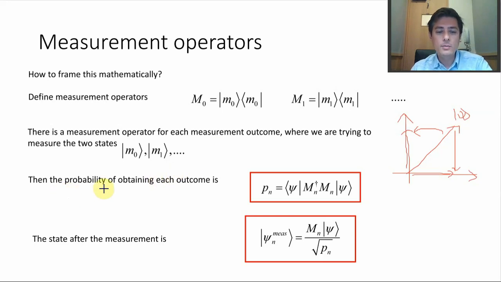Then the probability of obtaining each outcome is given by this expression here. The way to read this is, here is our state, and that is a vector, and this measurement operator is some kind of matrix. This is the Hermitian conjugate matrix. Remember, Hermitian conjugate means you take the transpose of the matrix and then you take the complex conjugate; reverse order is fine. And then here is the conjugate vector.